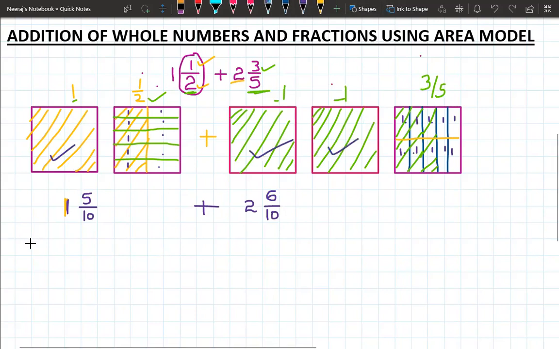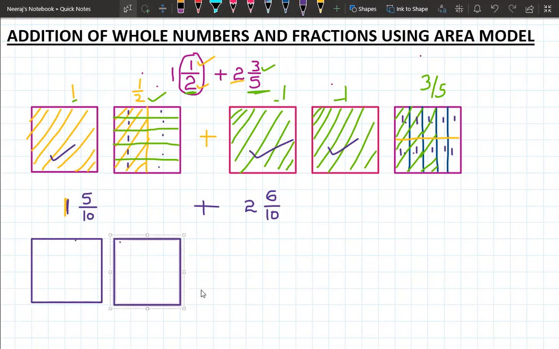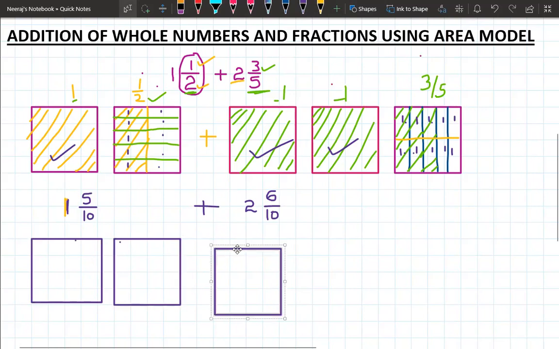Let's draw 3 wholes first. This would be the first whole. Now this will be your second whole. Now we have to draw 3 wholes. So we have to make a third whole.